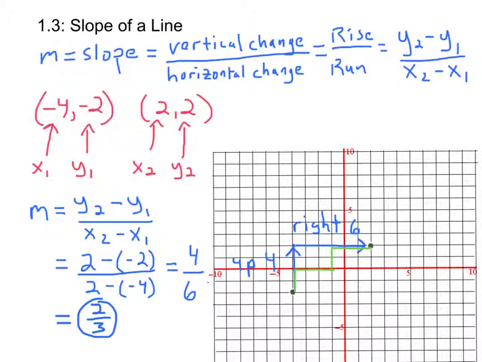We can use this pattern to find many other points on this same line. If we go up 2 and over 3 again, that'll bring us to another point on the line. And if we keep doing it, we'll keep finding other points on the line.